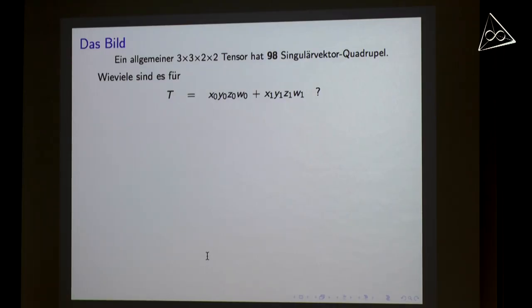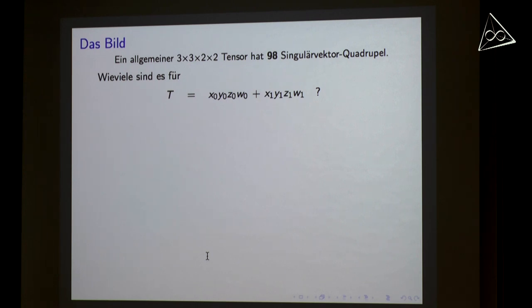So by the Friedland-Ottaviani formula, suppose you have a 3x3x2x2 tensor, in general it has 98 singular vector quadruples. However, if you have an orthogonally decomposable tensor, these are very special. So the Fermat example showed that in the symmetric case, orthogonally decomposable tensors exhibit the general behavior for eigenvectors, but not so for singular vectors. So here's an orthogonally decomposable tensor.